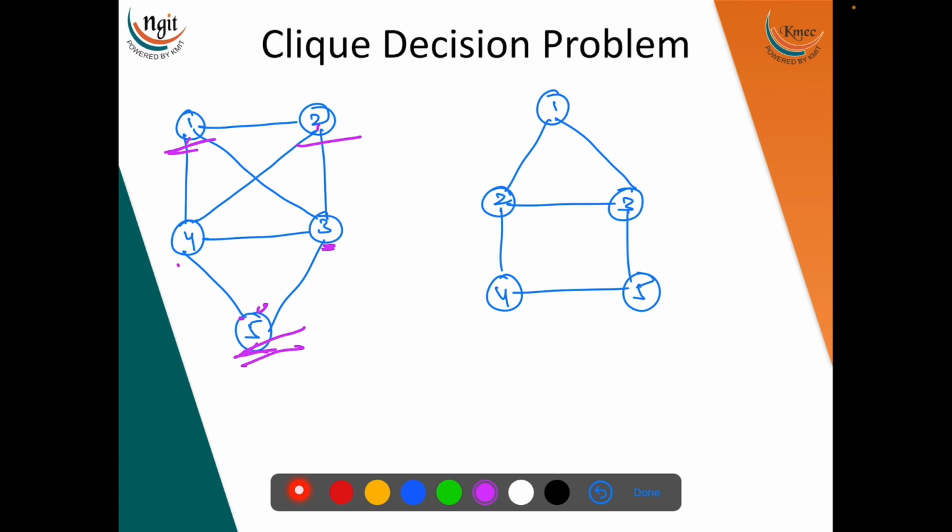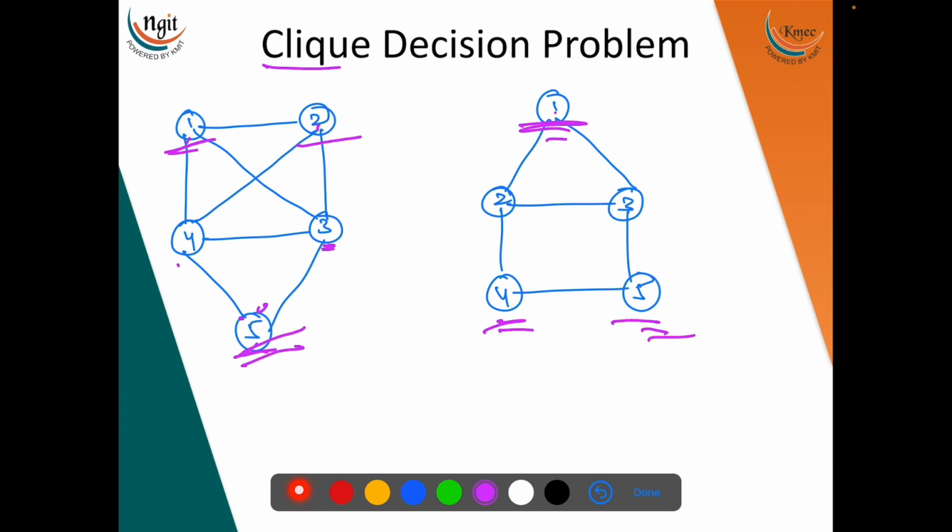Now the same case here. You added vertices 4 and 5 over here and you did not establish any edge from vertex 1 to 4 or 1 to 5. It is also not a complete graph. Correct? Now, what is the clique decision problem?